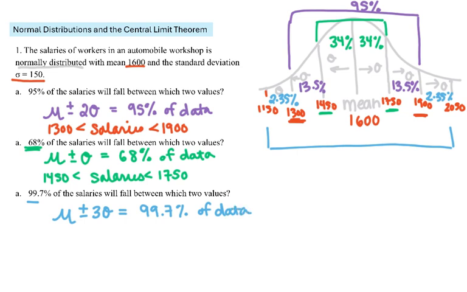So you can think, okay, plus or minus 3 standard deviations away from the mean captures almost everyone or every item in the data. So in this case, that would be between 1150 here and 2050. So the salaries between 1150 and 2050 would capture nearly all of the employees in the company.